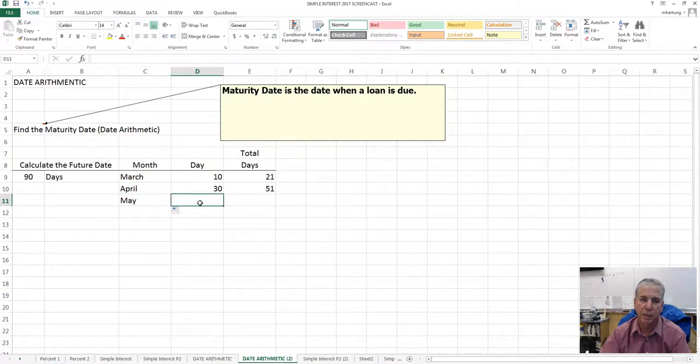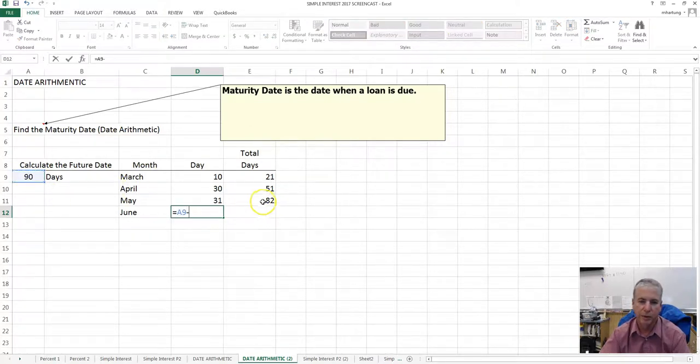How many days in May? 31. And then we can do that arithmetic again. 31 plus 51. We're getting close. 82. So we're real close, but we still need another month. So let's get June. And then we could take a look at this and ask ourselves, well, how many more days do we need to get to 90? And the answer is obvious, 8. But if we want to do the arithmetic on that, just to make sure, we can do this. Equals, there's our total, 90, minus the number of days we already have. And there it is. So 90 days from March 10th, the date will be June 8th.